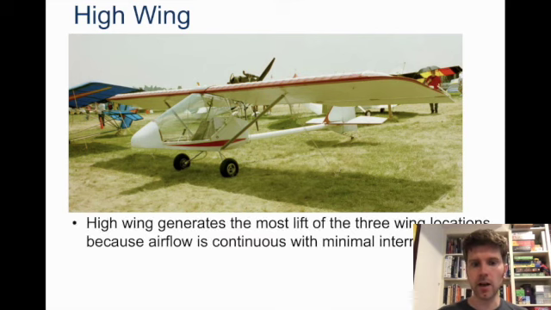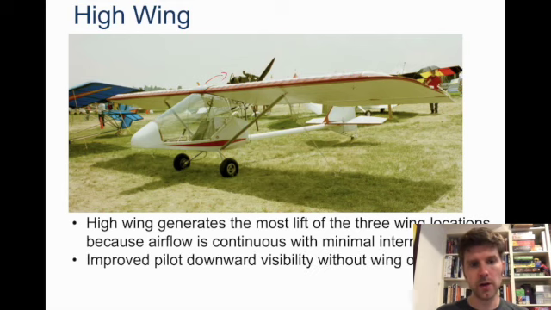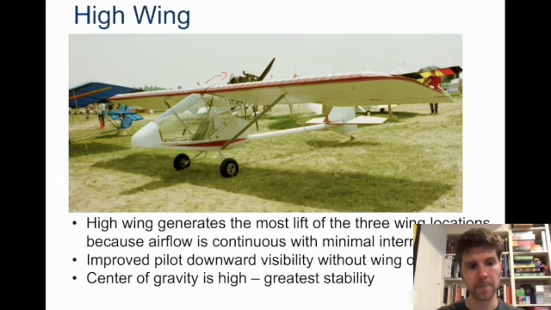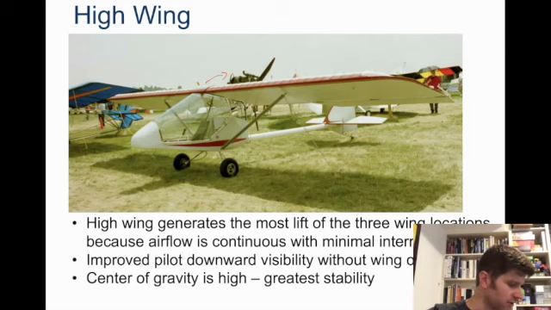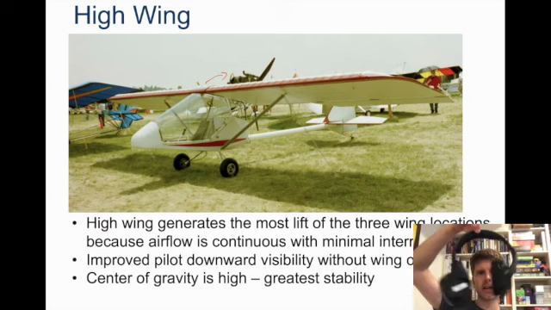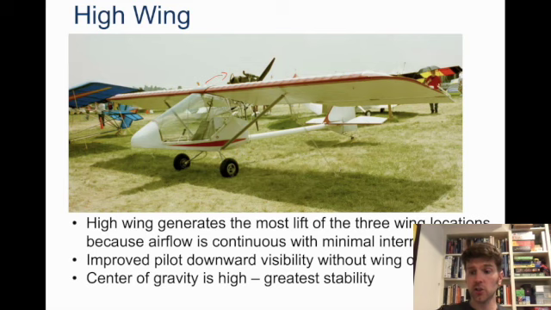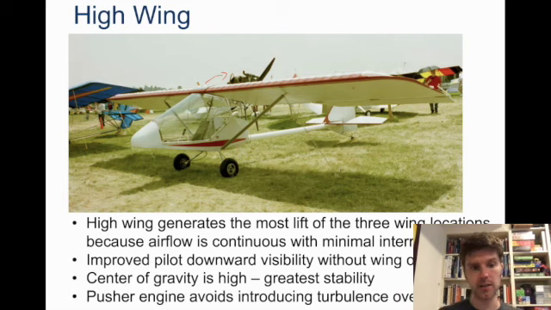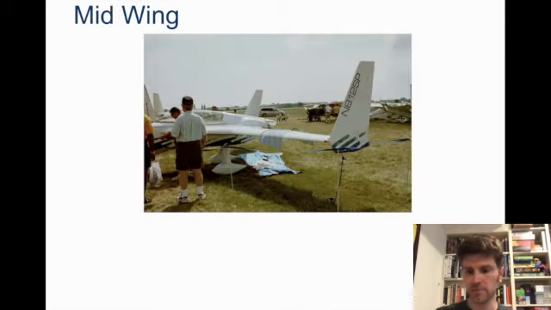A high wing generates a lot of lift because the airflow over the top of the wing is uninterrupted. You get a lot of downward visibility, so you'll see a lot of reconnaissance planes with a high wing. Its best feature is that the center of gravity is really high. You can think of the plane as hanging off the wing. So if the plane is disturbed, it's going to, like a pendulum, come back to normal. So they're extremely stable. You'll see a lot of Cessnas like this. The pusher engine is a little unique and different from the high wing. So high wing's extremely stable is the main message.